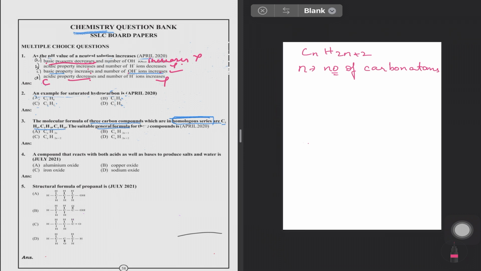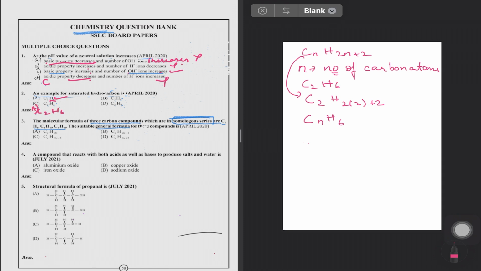So first option A is C2H6. If it is C2H6, we should check whether it satisfies this formula. So in place of n we will take it as 2. H is 2 into 2 plus 2, so we will be getting it as C2H6. So it is satisfying. So the correct answer is option A.